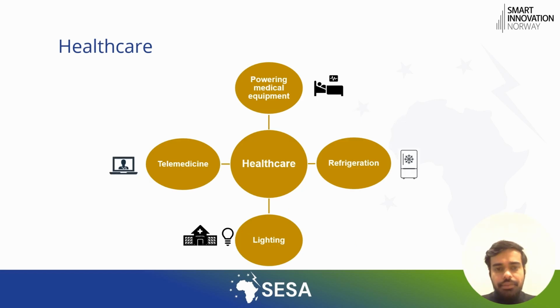In healthcare, microgrids play a crucial role in improving the healthcare in rural Africa. Let's see some of the use cases and examples for rural microgrids in healthcare. First is powering medical equipment, where reliable power for medical equipment such as X-ray machines, ultrasound machines, and laboratory equipment can improve the quality of healthcare in rural areas. In refrigeration, the power can allow vaccines and other temperature-sensitive medications to be stored safely, which can improve the availability of essential medications in rural areas.